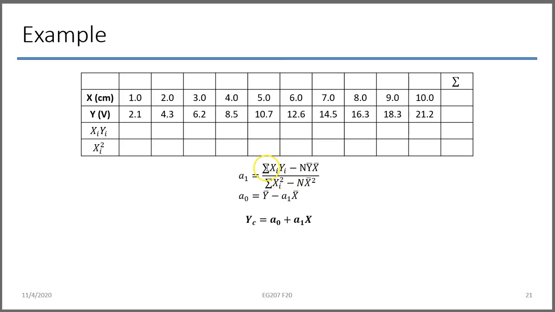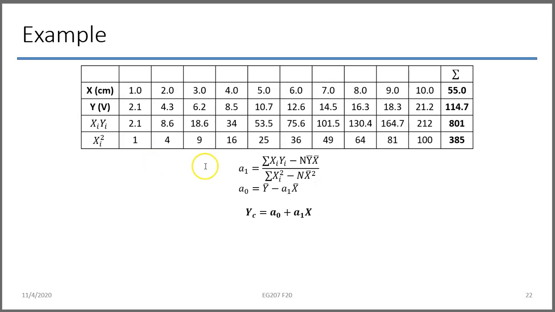And so I'm going to be summing up xi times yi, and I'm going to be summing up the squares of my input xi values. And so in this row here, I'm going to calculate for each of the data above it x times y and x squared. So for instance here I'm going to have x squared, which is 1 squared, I'm going to get 1. And then x times y, I'm going to get 1.0 times 2.1, I'll get 2.1, and so on all the way through this row.